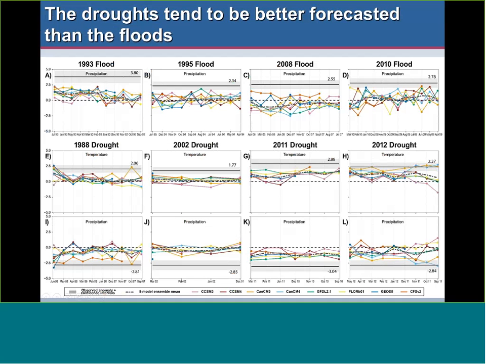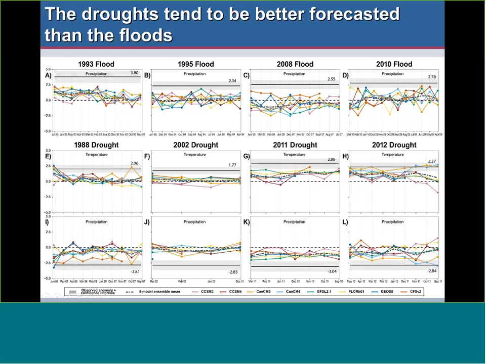And by droughts, we look at both high temperature and low precipitation. The black solid line is the target, based on the observational data. The gray area is the 95% confidence interval associated with that quantile. And here you have the 8 different models. The gray dash-dotted line is the ensemble average. Overall, droughts tend to be better forecasted than floods.